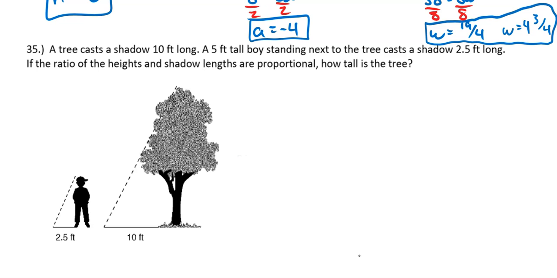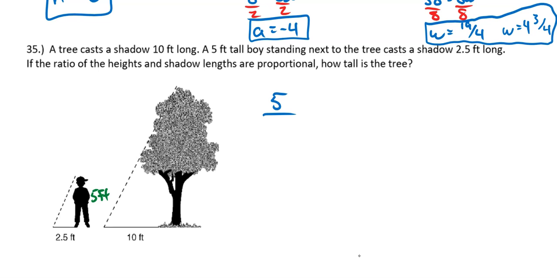In this one, a tree casts a shadow that's 10 feet long. A 5-foot-tall boy standing next to the tree casts a shadow that's 2.5 feet long. If the ratio of the heights and the shadow lengths are proportional, how tall is the tree? As we're looking at this, we're just going to set up a ratio for each of these. Since they're proportional, it means those ratios are going to be equal. It tells us right here that this kid is 5 feet tall. So if I set up a ratio between his height and the shadow, the ratio would be this.